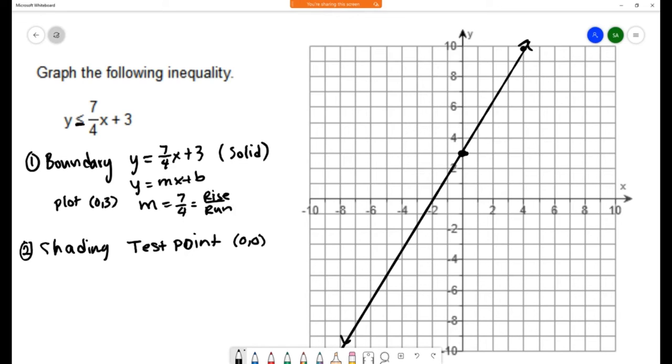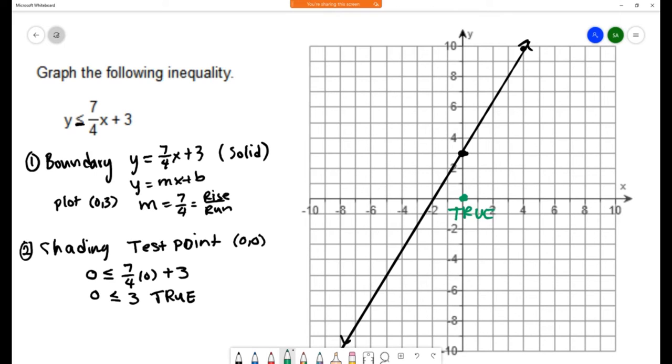So I'm going to substitute this test point into that original inequality. That's y is less than or equal to 7/4 times 0 plus 3. And when we simplify, we get 0 is less than or equal to 3. This is a true statement. So the test point that I chose is below the line, and it came out true.